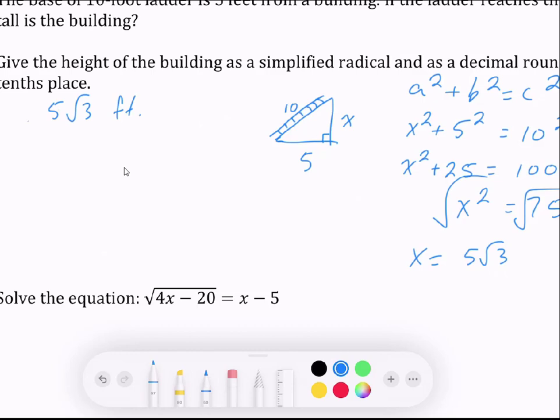Wait, say that again. 8.6. I thought I heard 4. Okay, 8.66. Which we want to round that to what place? The 10th place. That's one decimal place. So yeah, 8 point.